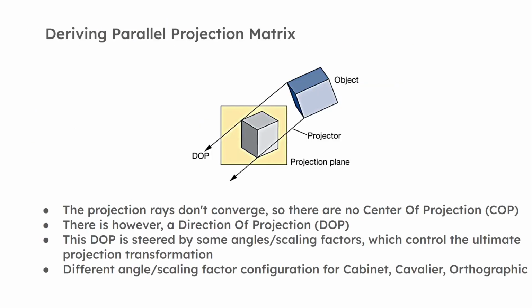Now we will derive the actual projection matrices. First, we will look into parallel projection. We know there is no COP here, but only a direction. This direction is controlled by some angle parameters and/or scaling factors. So cabinet, cavalier, and orthogonal projection have their own set of values for these parameters.